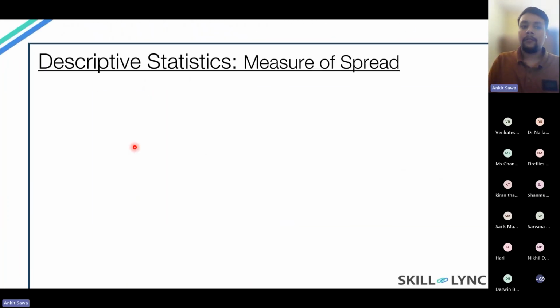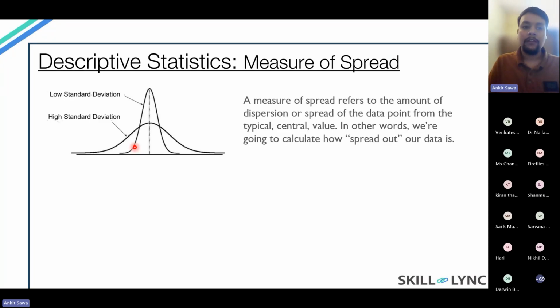Now we'll talk about the measure of spread. We spoke about the measure of central tendency, and now we are going to talk about the measure of spread. It talks about how the data is spread, like whether a lot of people have got similar scores or the scores are spread across. In statistical terms this is called standard deviation. It refers to the amount of dispersion of data points from the central value, which is the mean, median, or mode. In other words, we are trying to calculate how spread out our data is.